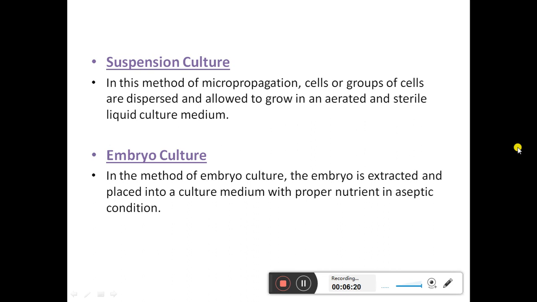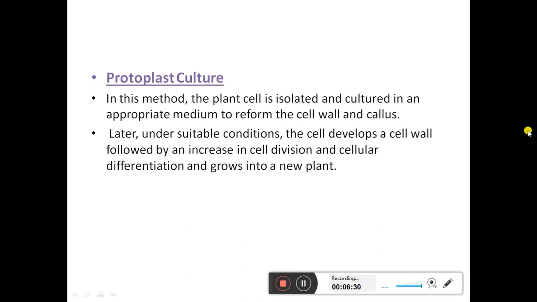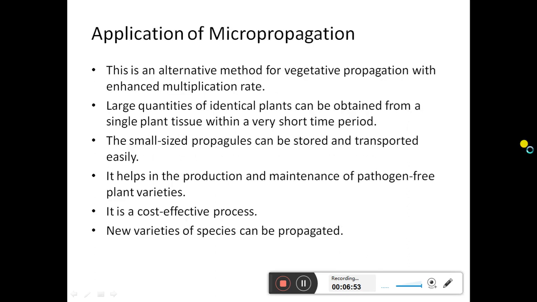The fourth is the embryo culture. In this method, the embryo is extracted and placed into a culture medium with proper nutrients in aseptic conditions. The fifth is the protoplast culture. In this method, the plant cell is isolated and cultured in an appropriate medium to reform the cell wall and callus. Later, under suitable conditions, the cell develops a cell wall, followed by an increase in cell division and cellular differentiation, and grows into a new plant.